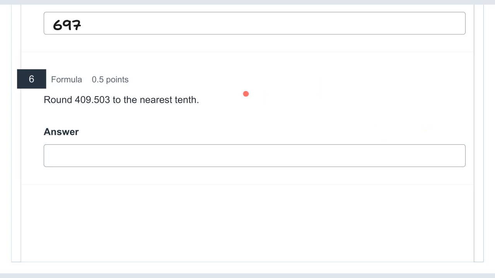Number 6, we're going to round 409.503 to the nearest 10th. The number in the 10th spot is a 5. So below this, write all the digits up to and including the 5 without changing anything. And then when we go above it, that last digit has to be increased by 1. So nothing else changes. 409.6. Then we look at the digit that comes after the 5 in our given number, which is a 0.